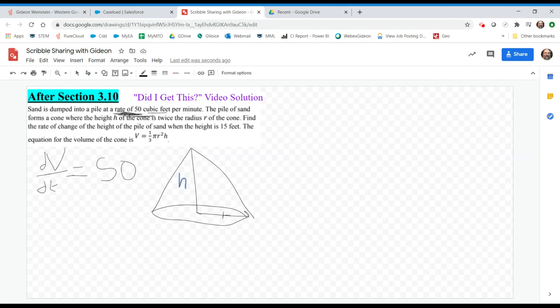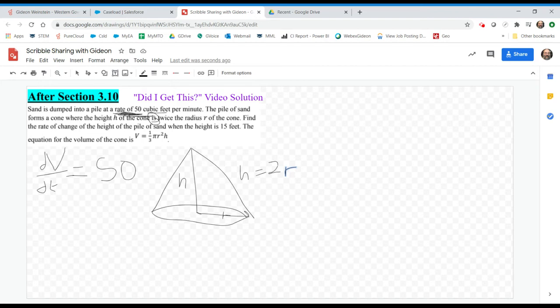The pile of sand forms a cone where the height h of the cone is twice the radius r. Hey, that's an equality right here. h is twice r. So now I know h equals 2r. Now this is powerful. This is like when you used to have systems of equations and you could solve for one variable in terms of the other and then plug it into the other equation. So if I can find another equation, I can plug this in and get rid of one of the variables.